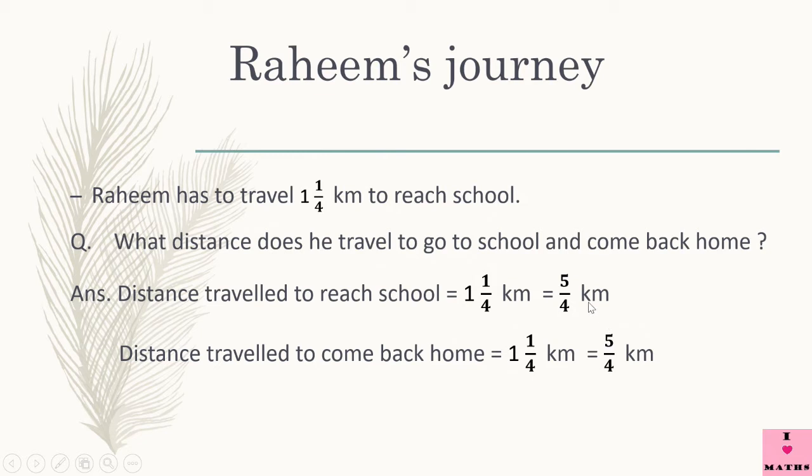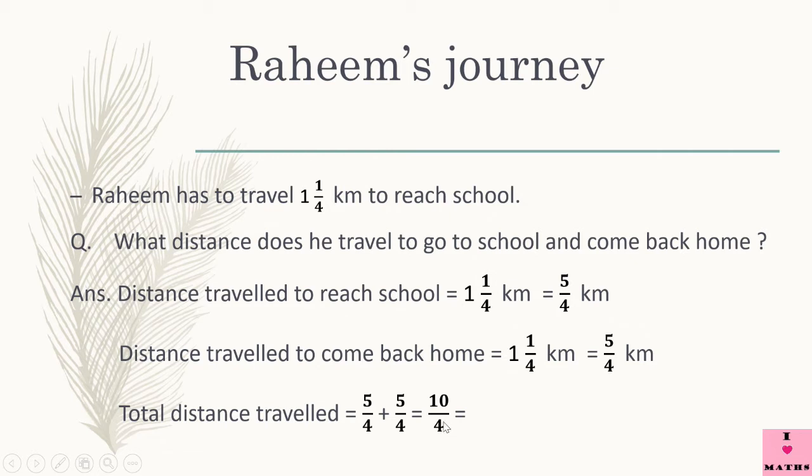And we already know how to add like fractions. We only add the numerator and we never add the denominator. Okay. So the total distance traveled is equal to 5/4 plus 5/4. Since 5 plus 5 is 10, the answer is 10/4. 10/4 is an improper fraction. The numerator is big and denominator is small.